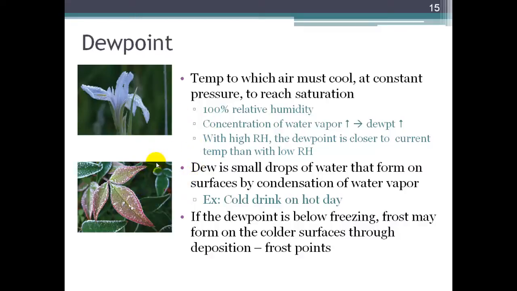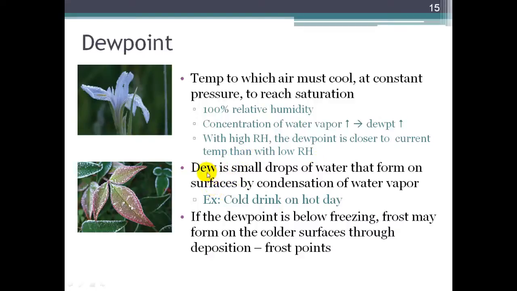With high relative humidity, the dew point is closer to the current temperature than with low relative humidity. So if you pay attention when you're checking weather observations, try to notice the dew point temperature. In Arizona, it's always going to be very low, much lower than the air temperature, because we have very low humidity in Arizona. But when the humidity increases, the dew point temperature is going to become closer to the actual air temperature than when we have lower relative humidity.